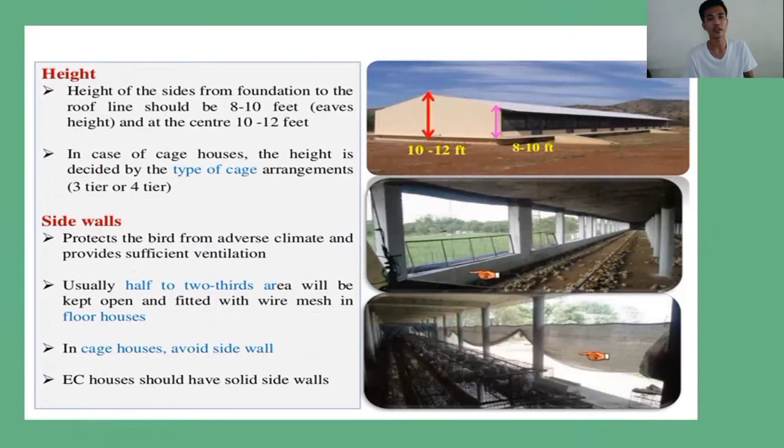Side walls. Protect the bird from adverse climate and provide sufficient ventilation. Usually half to two-thirds of the area will be kept open and fitted with wire mesh in floor houses. In cage houses, avoid side walls. Environmental control houses should have solid side walls.